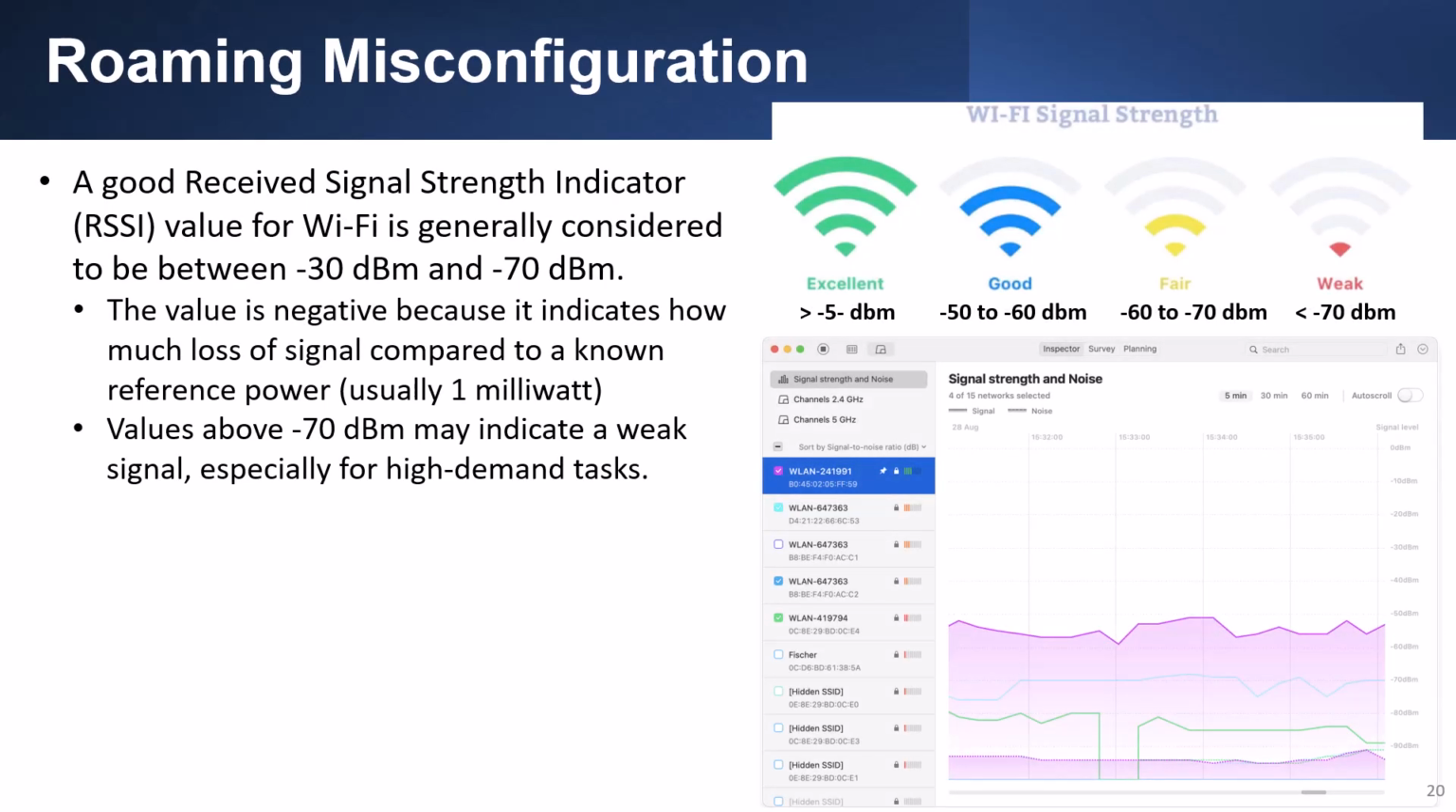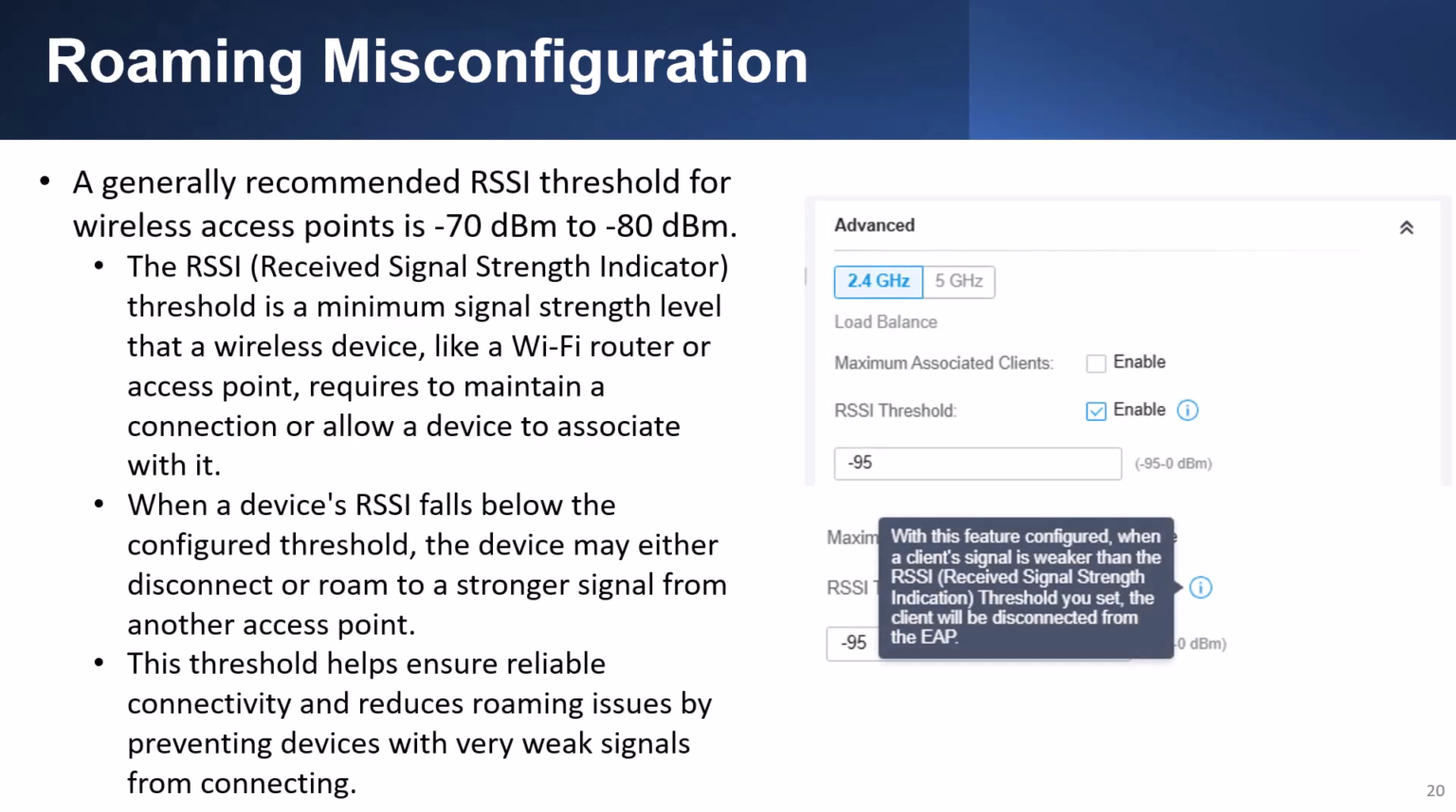A good received signal strength indicator, or RSSI value, for Wi-Fi is generally considered to be negative 30 decibels to negative 70 decibels. The value is negative because it indicates how much loss of signal compared to a known reference power, usually 1 milliwatt. Values below negative 70 decibels may indicate a weak signal, especially for high demand tasks. A general recommended RSSI threshold for wireless access points is between minus 70 decibels to minus 80 decibels.